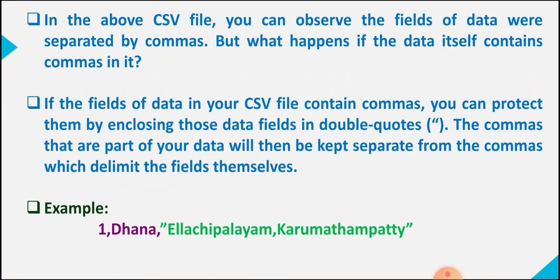In the above CSV file, you can observe the fields of data were separated by commas. But what happens if the data itself contains commas in it? Okay, so here the commas are used as the separator. So if we want to include commas also in one of the fields, then how can we give this? If the field of data in your CSV file contains commas, you can protect them by enclosing those data fields in double quotes.